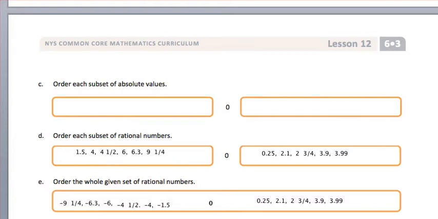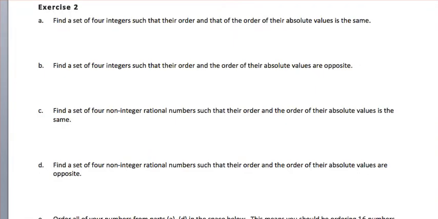And then to order the entire given set of rational numbers, we would take the rational number and the sign that goes with it and compare them and put them in order like so.